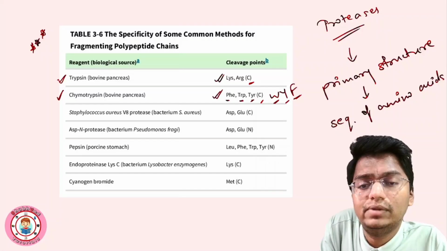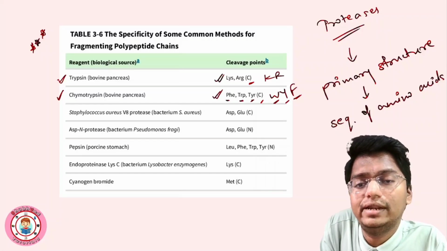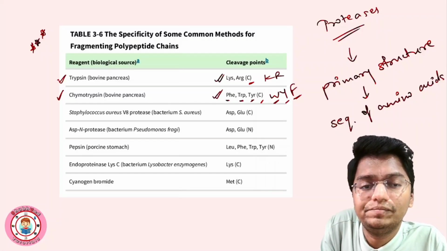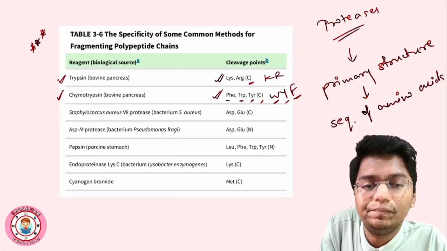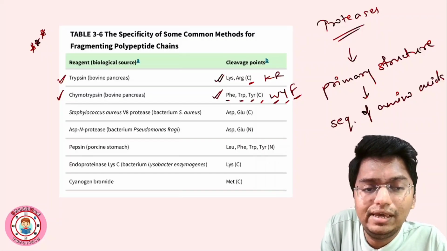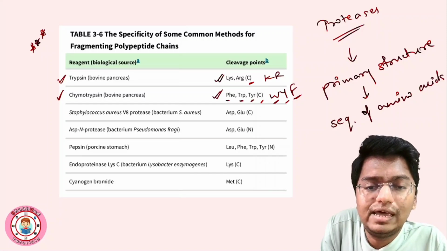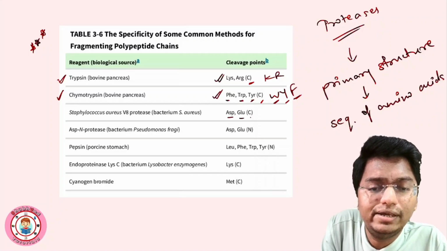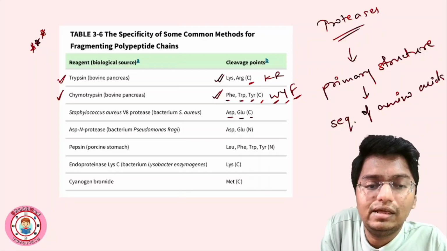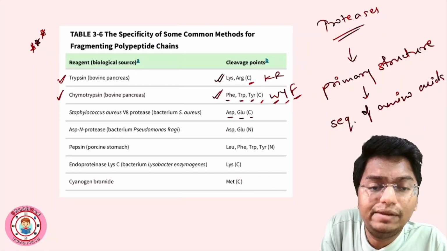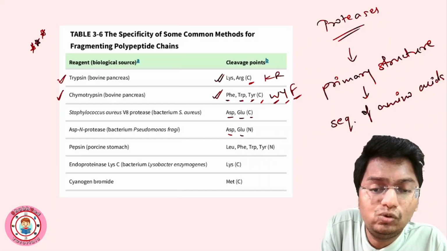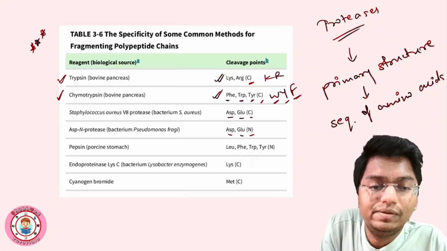We write lysine arginine as KR, right? K is lysine, R is arginine. Trypsin and chymotrypsin are the most important ones. You have to remember. The rest: Staphylococcus aureus protease, its target is aspartate, glutamate, C terminus. Then again aspartate, and a protease from the bacterium Pseudomonas, again the same aspartate, glutamate but N terminus, right?